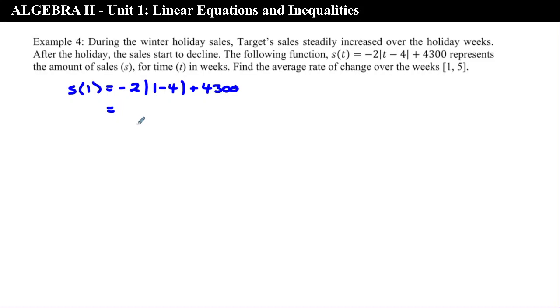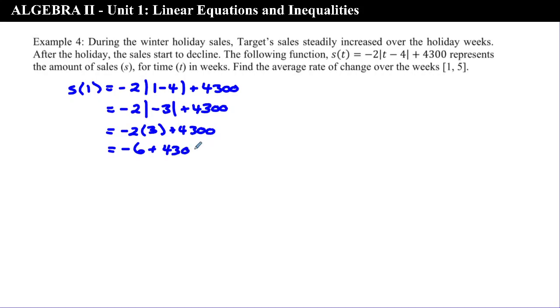Okay, well, first let's do what's in the absolute value sign. 1 minus 4 is negative 3. And then the absolute value of negative 3 is 3. And then negative 2 times 3 is negative 6. And finally, if we subtract 6 from 4,300, we end up with 4,294. So you notice we didn't even need a calculator for that. The math was basic and easy enough for us to follow through.